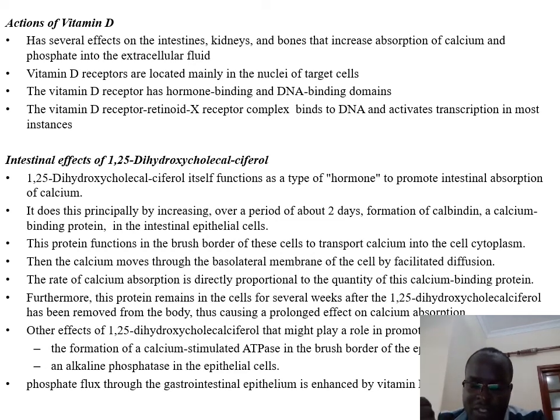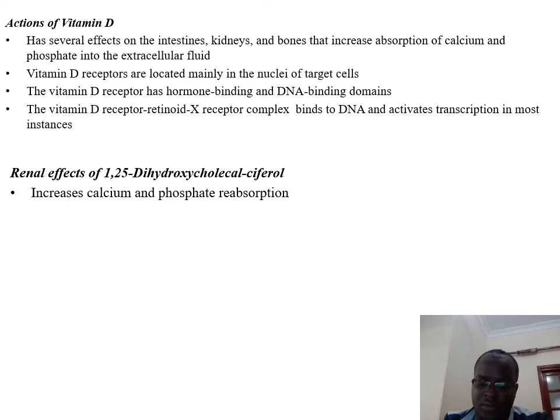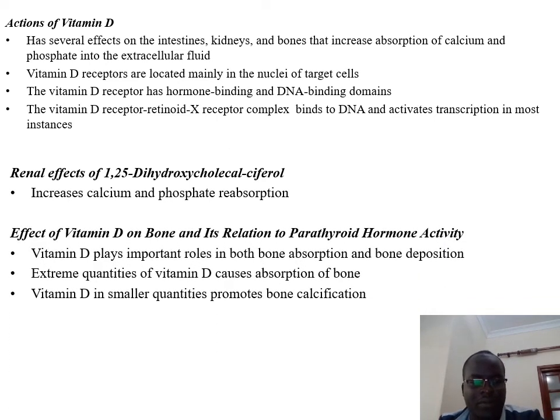So it's increasing calbindin to transport calcium. It's increasing calcium-stimulated ATPase. It's also increasing the phosphatase in the epithelium cells. All these proteins will facilitate absorption of calcium and phosphates. The renal effect of 1,25-dihydrocholecalciferol: in the kidneys, it's going to increase calcium and phosphate reabsorption.